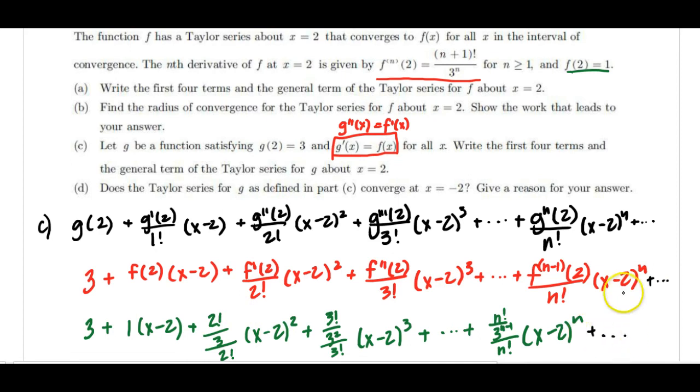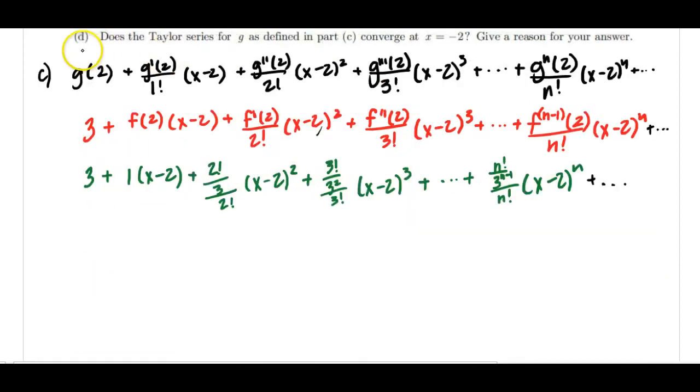So now let's go ahead and move on to part D. For part D, I needed to make some space. We're being asked, does the Taylor series for G, as defined in part C, converge at x equals -2? Give a reason for your answer. So what we're going to do is write out the Taylor series for G. So in other words, G is the sum from n equals 1 to infinity of the general term.